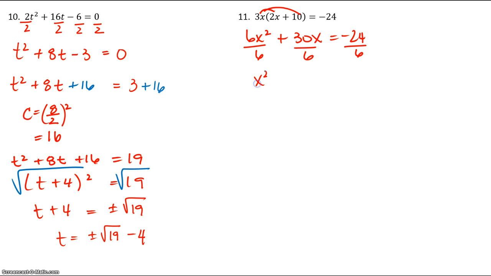And so I get x squared plus 5x equals negative 4. Again, notice I left a space in there so I can complete the square. Let's find that c value. I get c equals 5 divided by 2 squared. And so 5 divided by 2 squared is 25 over 4. So I'm going to add 25 over 4 to both sides.